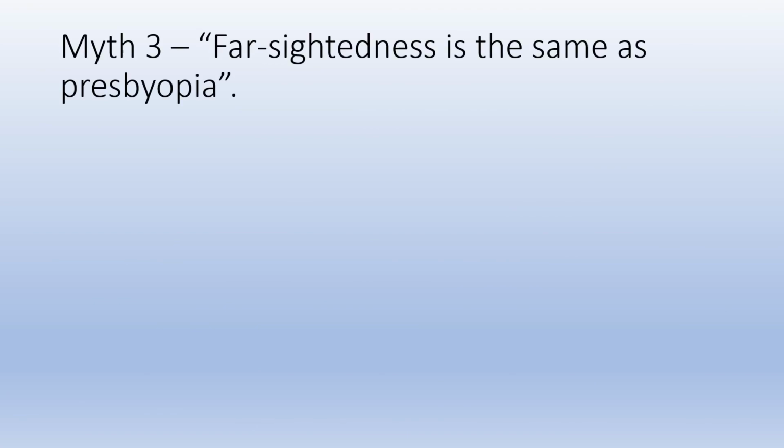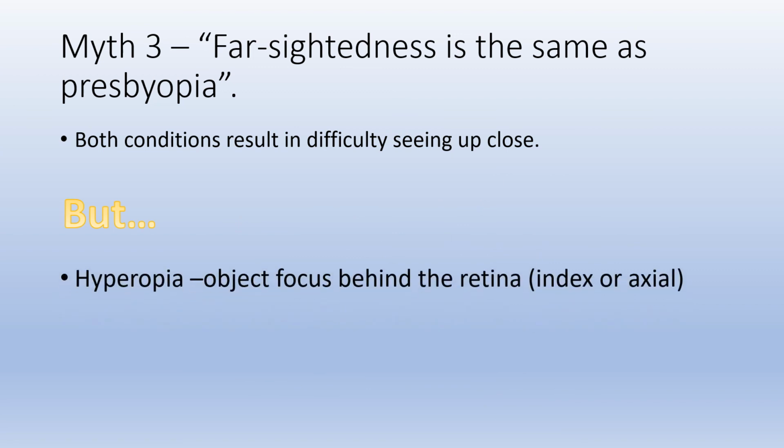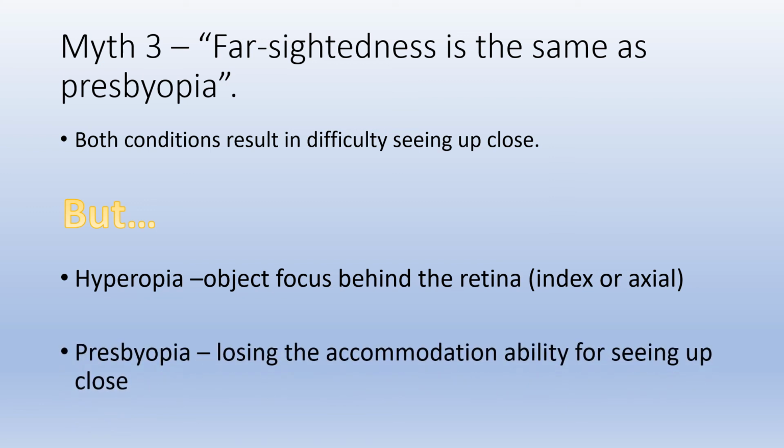The third myth is far-sightedness is the same as presbyopia. Of course, this is not true. Although both presbyopia and hyperopia result in difficulty seeing up close, hyperopia describes the condition when the image focuses behind the retina. So a young person with mild hyperopia can actually make up for it by accommodating further. Presbyopia describes a normal aging condition of losing the accommodation ability for seeing up close. There might be some similarities in terms of the symptoms, but the concepts are totally different.